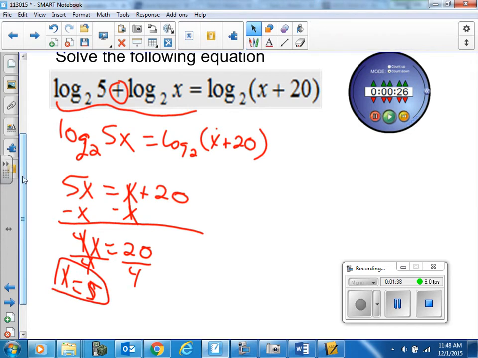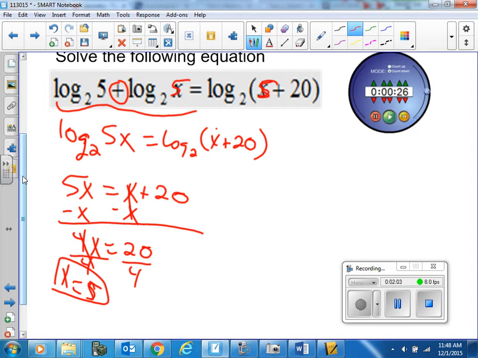All right. Sequoia said it checked out. It's a very easy check. You can just plug 5 in right here and right here. One thing you want to check, does it make any of our logs negative? Or are we going to be logging a negative number? No, it's not going to make anything negative. That's going to be 25. We already had log base 2 of 5, log base 2 of 5.